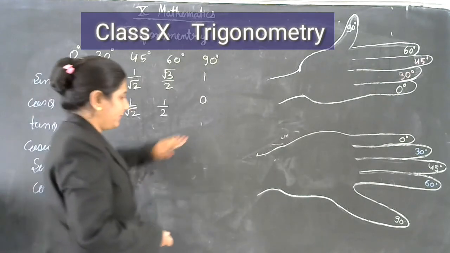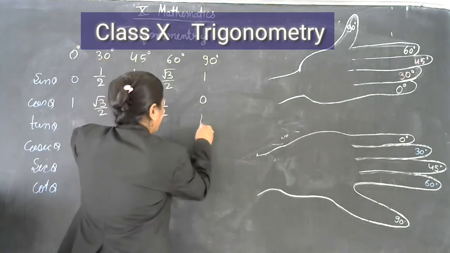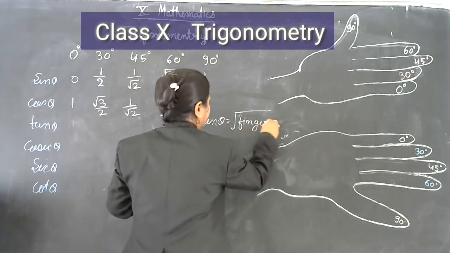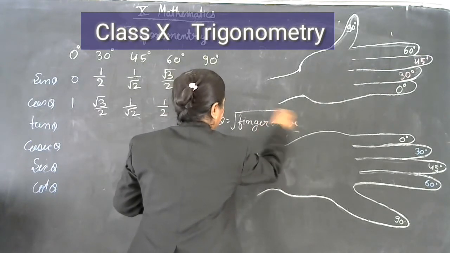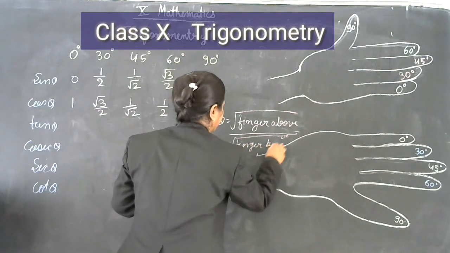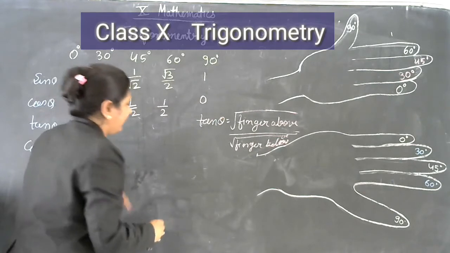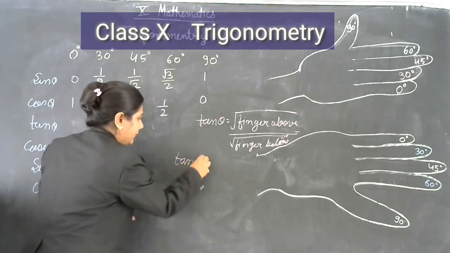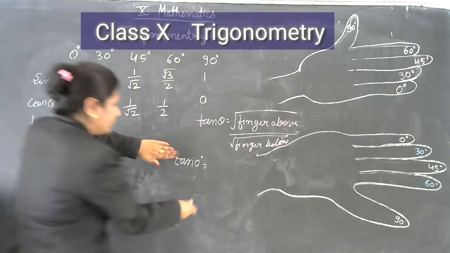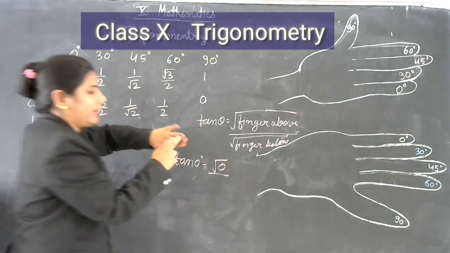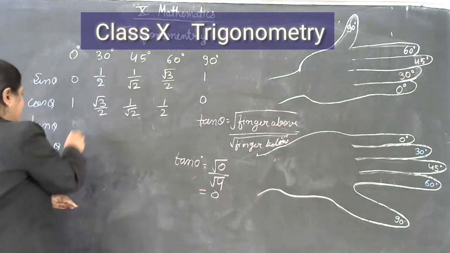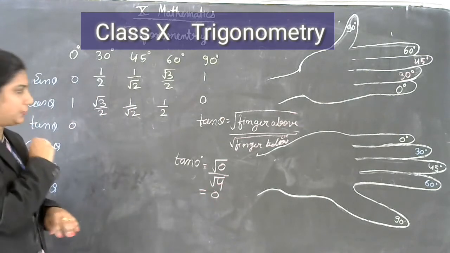For tan theta, flip your hand and the formula is tan theta equals root of fingers above upon root of fingers below. See, if you want to find the value of tan 0 degree, how many fingers above 0? This little finger 0, so root of 0, and below 1, 2, 3 and 4, root of 4, and 0 upon 4 is equal to 0. So tan 0 equals 0.